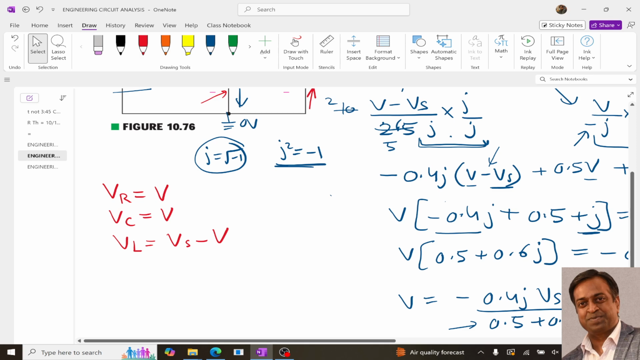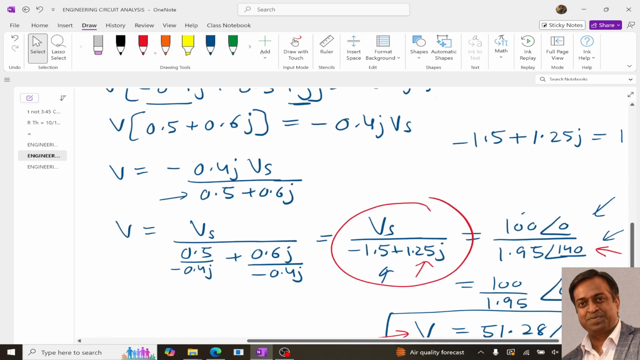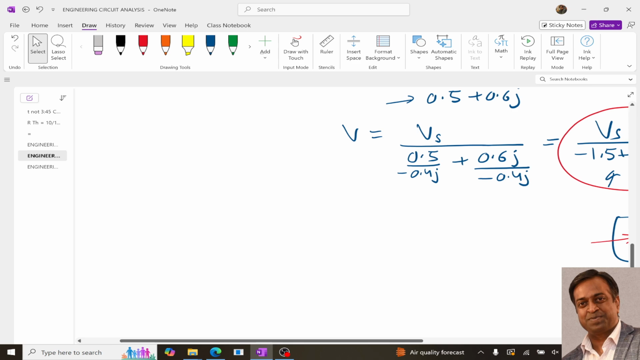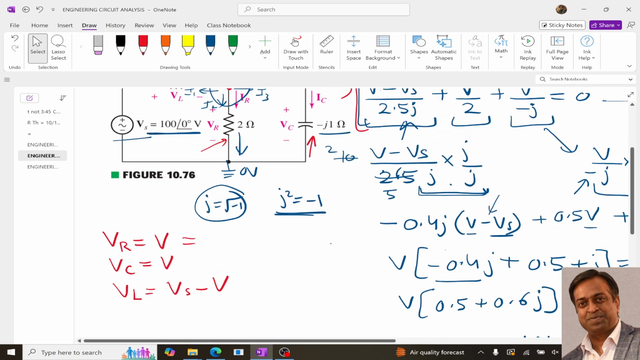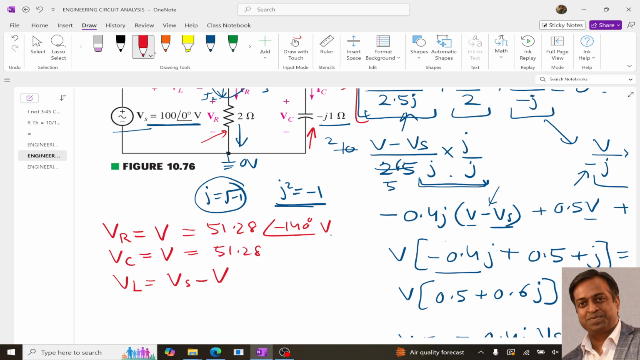Now what is V? We got our V, it is 51.28 angle minus 140 degree volt. So same thing, I am going to write it over here. It is 51.28 angle minus 140 degree volt. And for this, it is Vs, 100 angle 0, minus V, 51.28 angle minus 140.